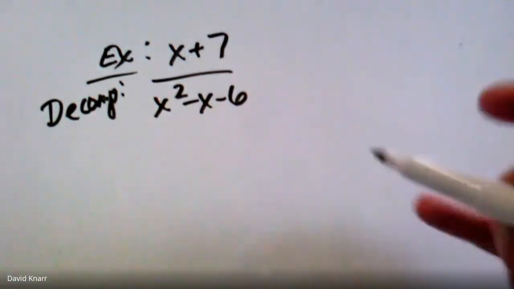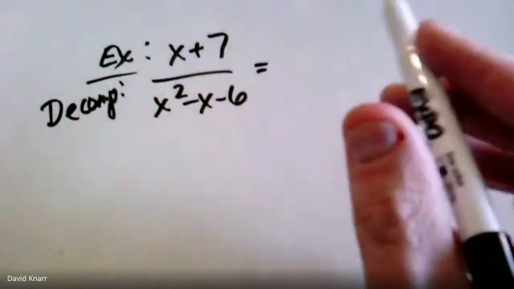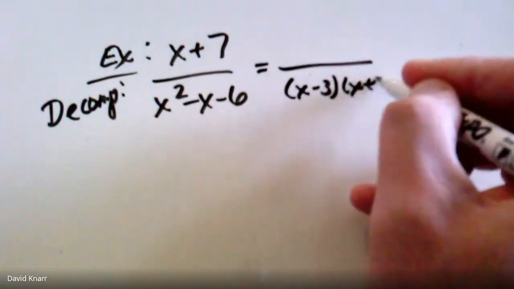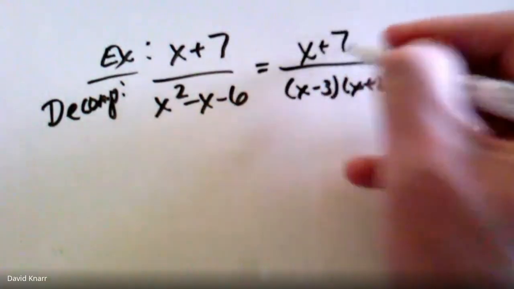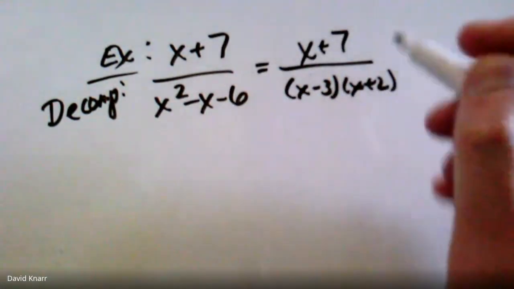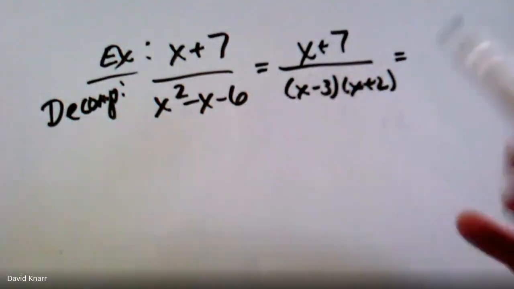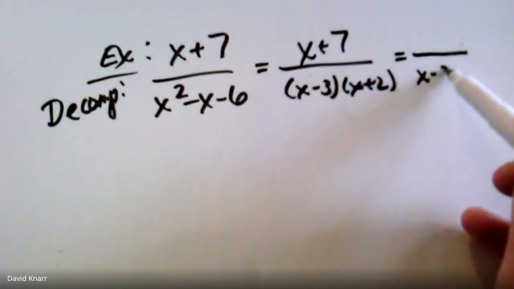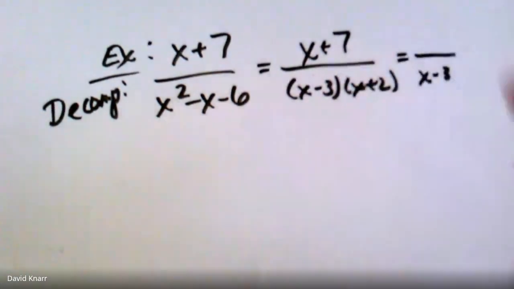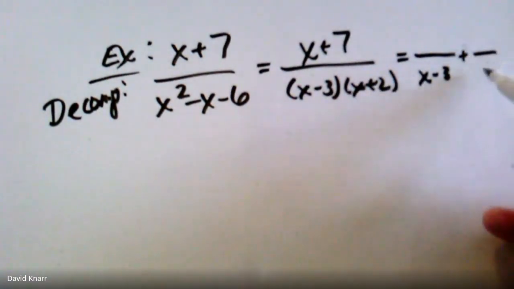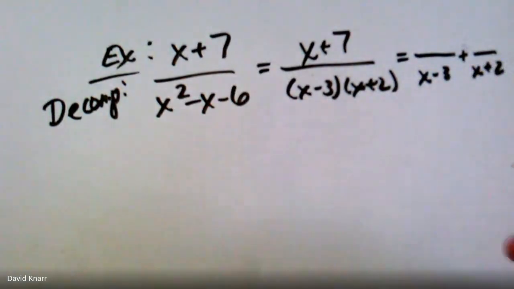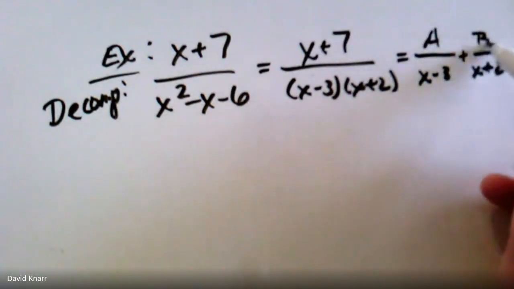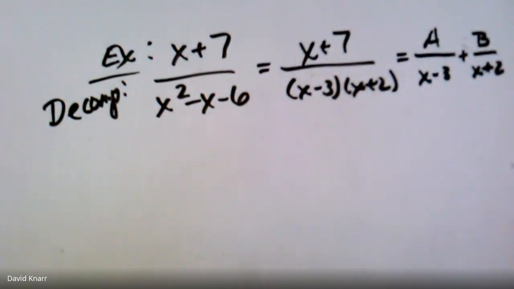All right, let's try this one. Same idea, okay? Like I said, it's a bunch of steps. First thing you do, factor: x minus 3, x plus 2. Keep the x plus 7 on the top. Now, decomp the fraction. So I have to write my two fractions. I'm going to get x minus 3 as one factor plus x plus 2 as the other factor. I'm going to put an A on top of here and a B on top of there because they don't have to be the same.